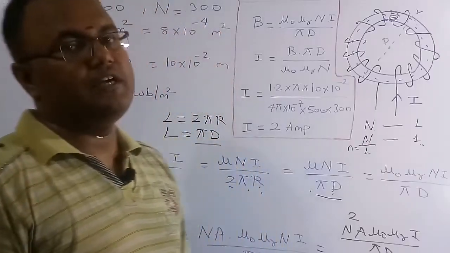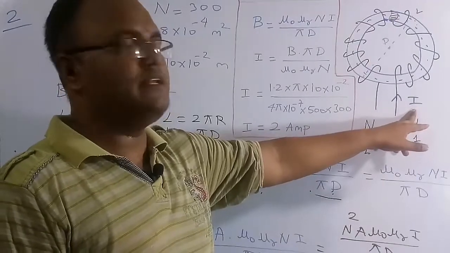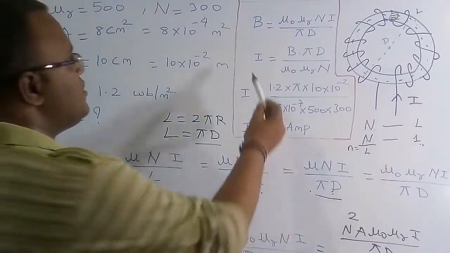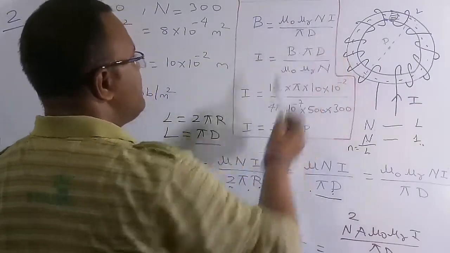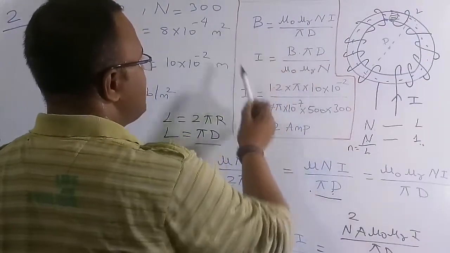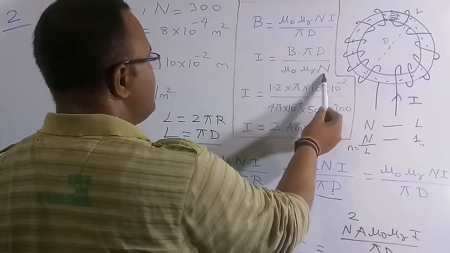Suppose in the same question, if they ask for the value of the current passing in this coil, then we can easily figure it out from this expression. I have already told you, B is equal to mu naught mu r into N I by pi d. But I want to know the value of the current I. So current I is equal to, just do the cross multiplication, B into pi d by mu naught mu r into N.